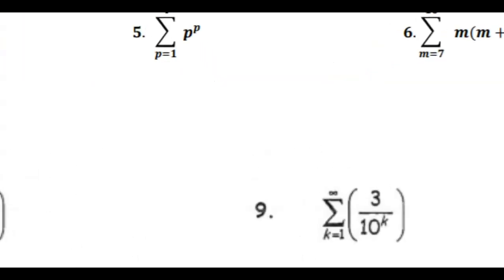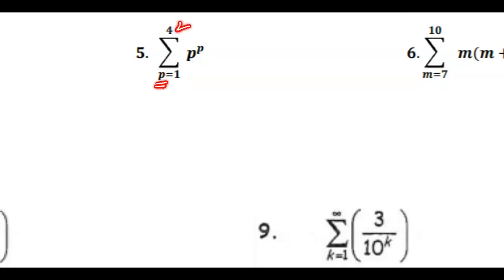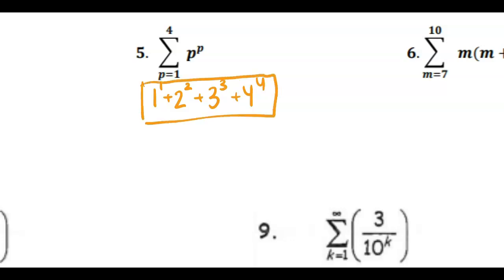So for question number 5, I would take p, which in this case, remember, is like your i. This is where you're starting. That's your lower limit. This is my upper limit, or my upper bound and lower bound. So for this question, I'm going to rewrite this as 1 to the first power plus 2 to the second power plus 3 to the third power plus 4 to the fourth power. Do not keep going because 4 is your highest value. This would be your sum. Remember, this problem just said to rewrite it as a sum.